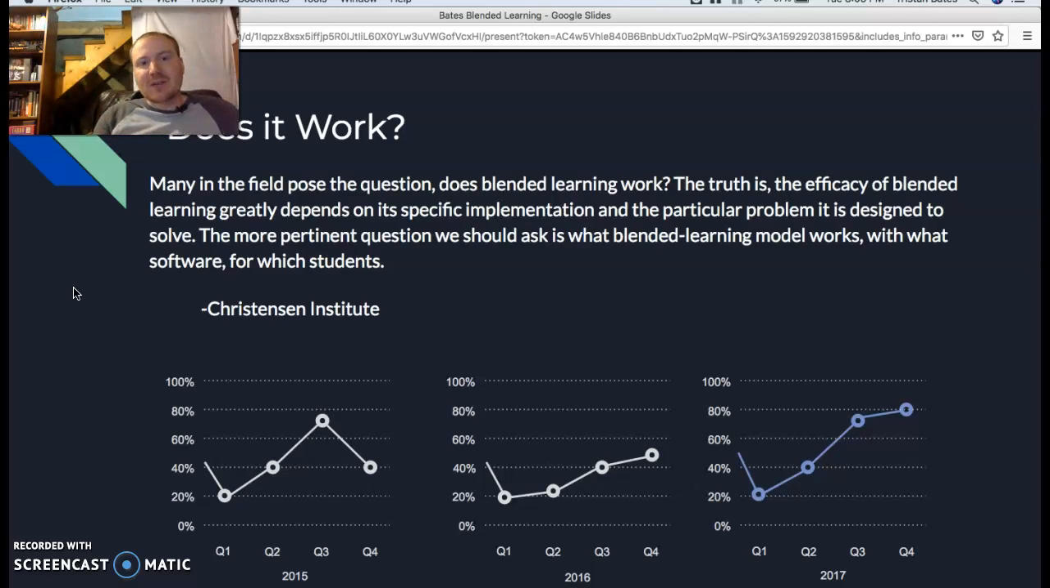One of the big questions I really liked that the Christensen Institute asks: many in the field pose the question, does blended learning work? And the truth is the same for any type of learning thing that you're doing in class, that it really depends on the particular problem, the particular students, and the particular class you have. Not one strategy is going to always work.